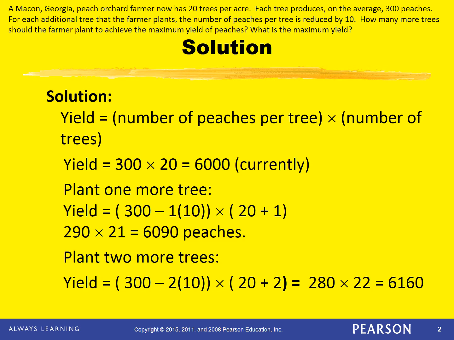What if you go 2 more? If you go 2 more, then your peaches per tree goes down 20, 2 times 10, because it says for each additional tree that the farmer plants, the number of peaches is reduced by 10. So it's only 280, but you have more trees, 22 trees, and the total number of peaches is going to be greater, 6,160.